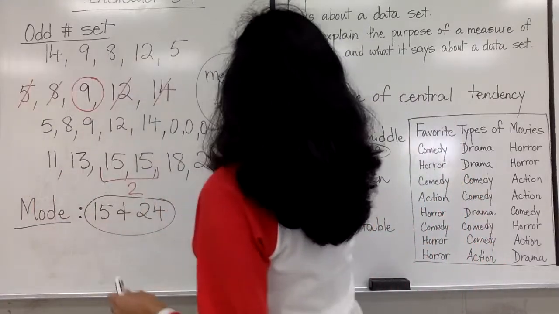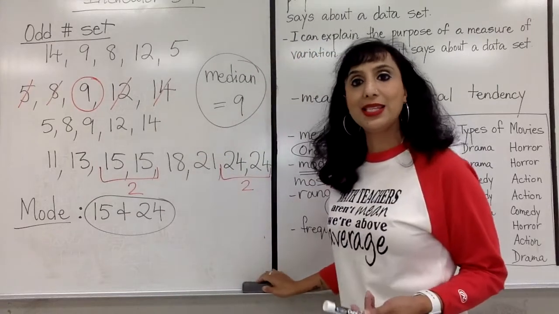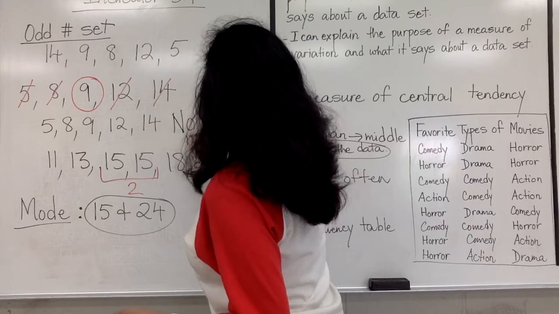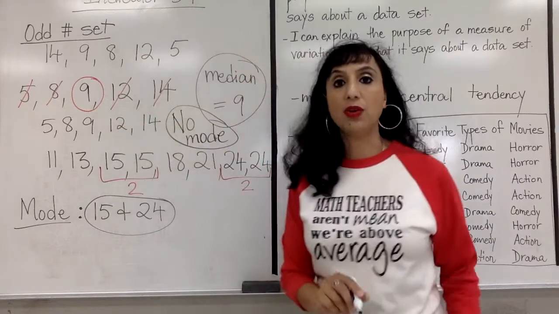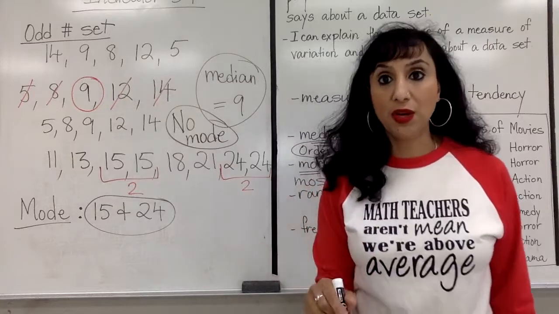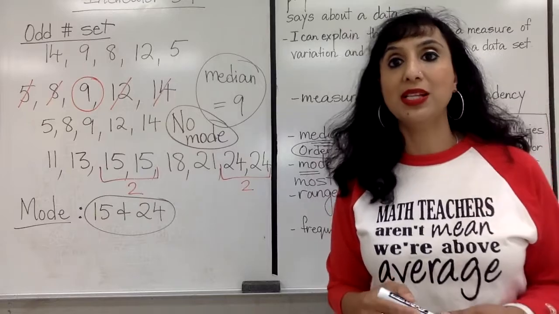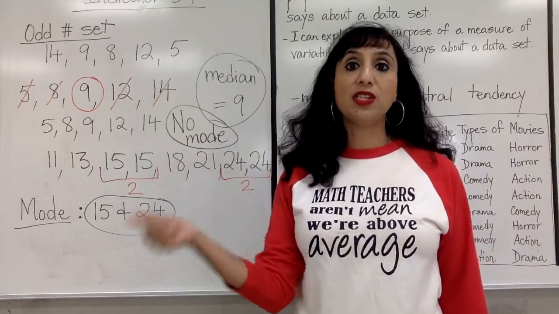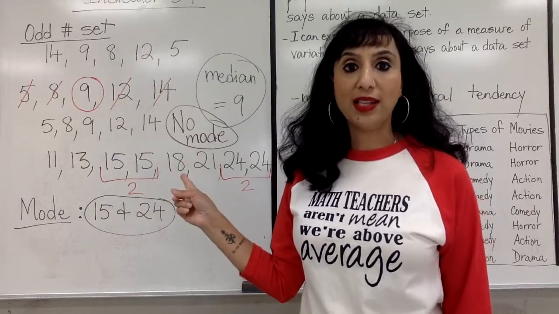If there is no number repeating, they're all written just once like this, you will write no mode. Okay, please don't write 0 because 0 is a number, and if you say 0 is the mode, that means there are several zeros repeating over there. So you write no mode in a situation like this.